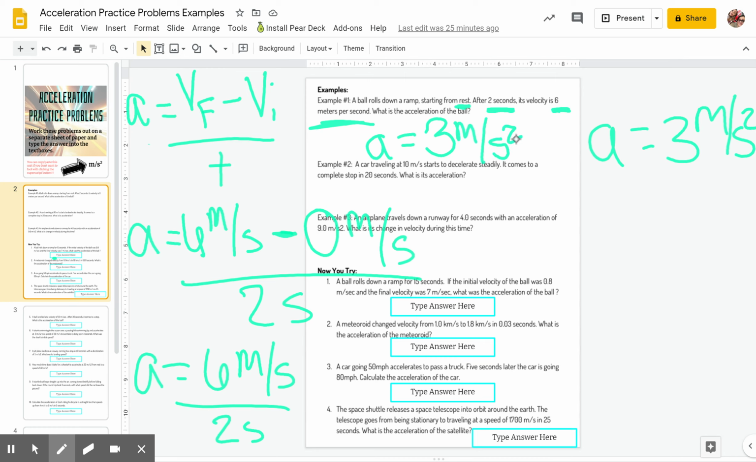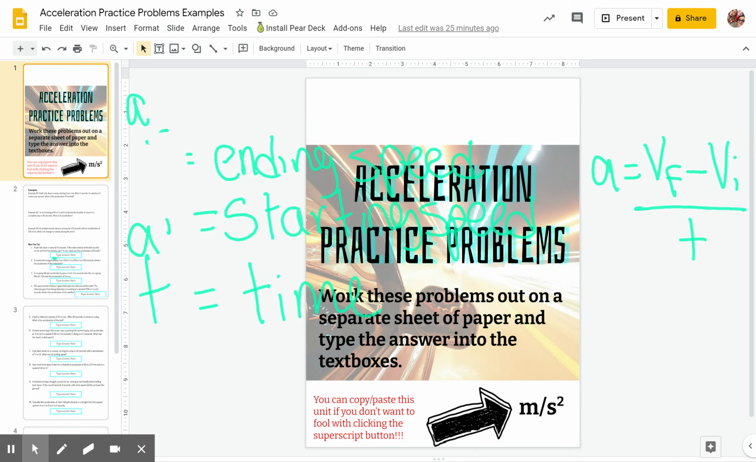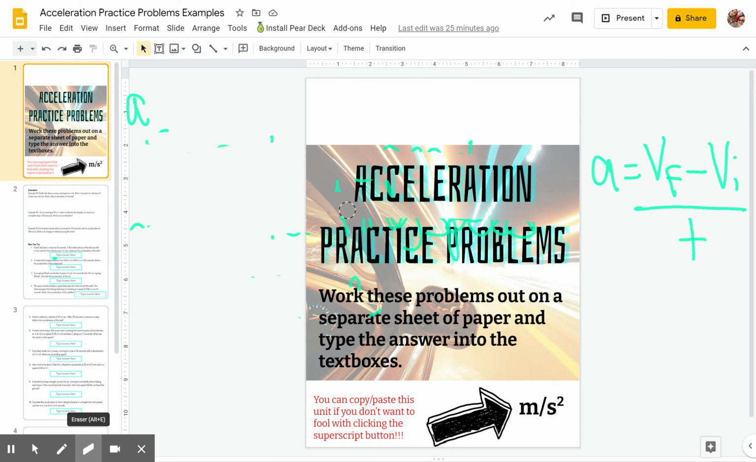Now if you go back and you look at this first slide, you will see that I have an arrow pointing at the unit down here, and I have it set up to where you can just copy and paste that if you don't want to fool with going back and doing the squared to the exponent each time.